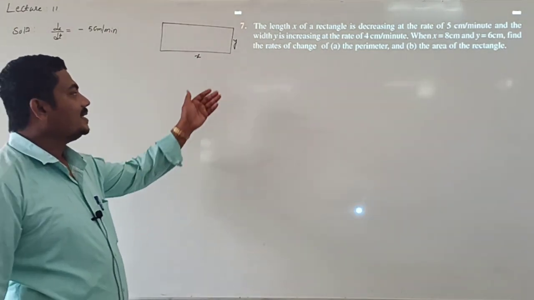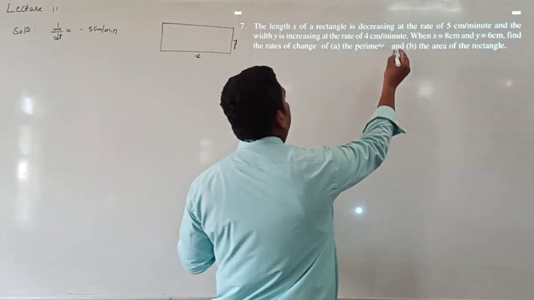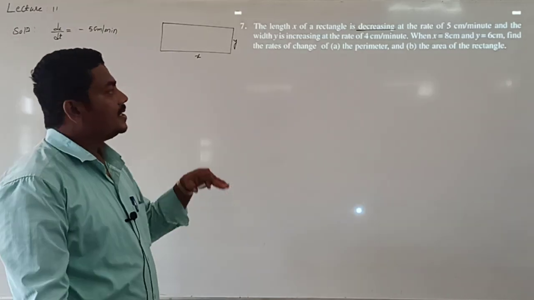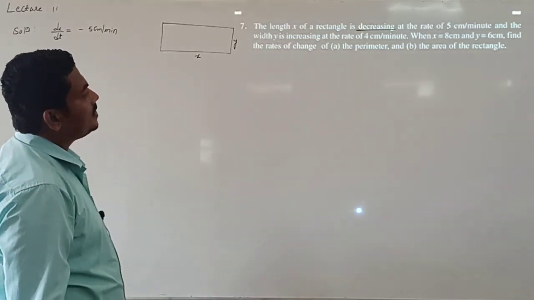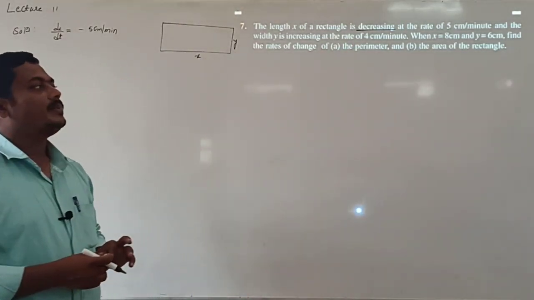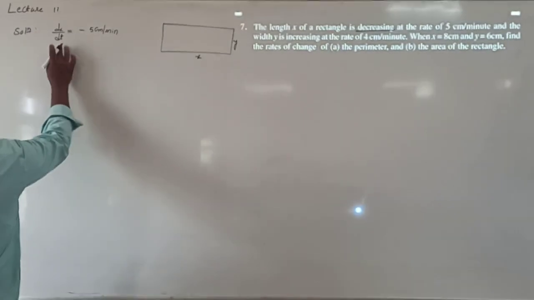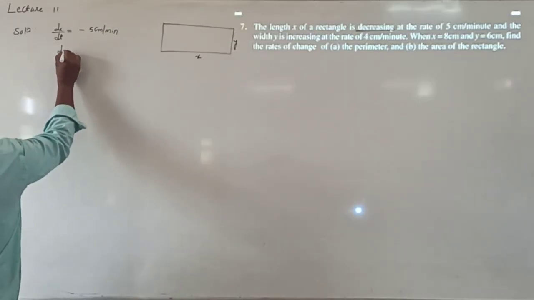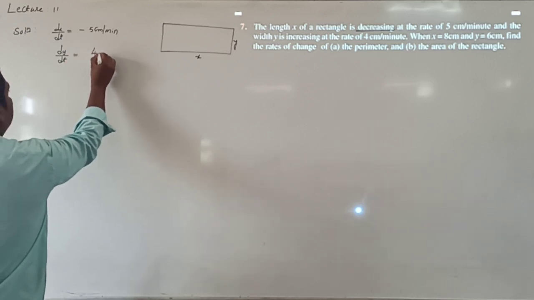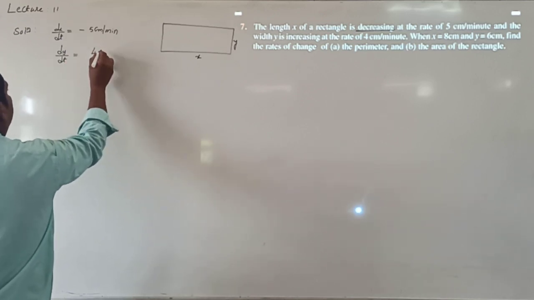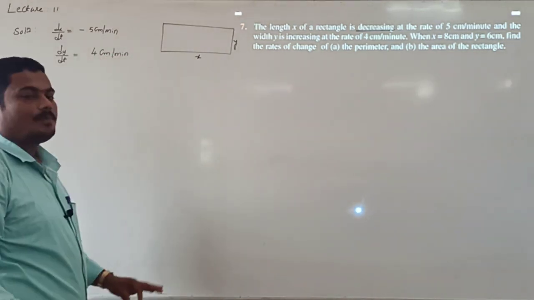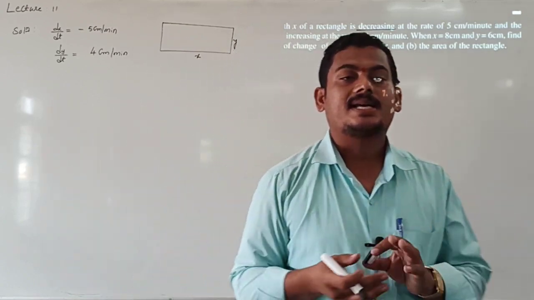Because the length x is decreasing. Suppose the word decreasing is given, then take negative sign. Suppose increasing is given, then take positive sign. And the width y is increasing at the rate of 4 centimeter per minute, right? dy by dt is equal to 4 centimeter per minute. Take positive sign. Why? Because y is increasing.